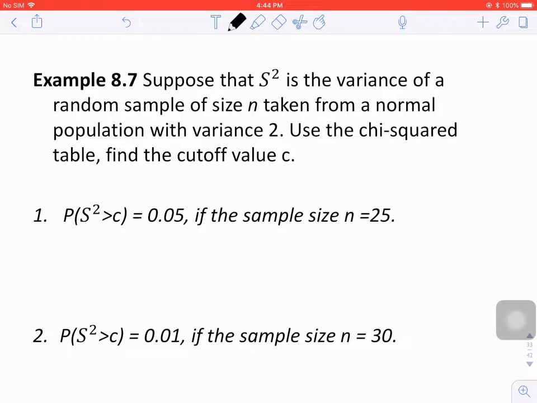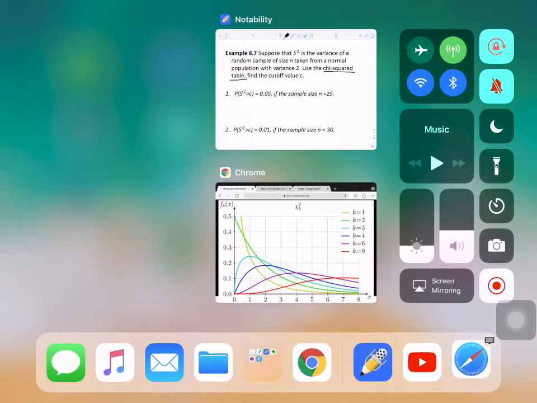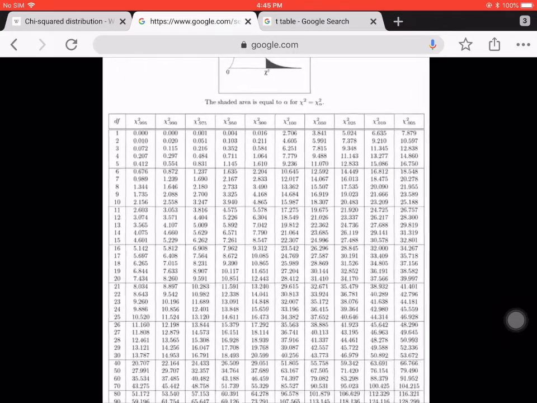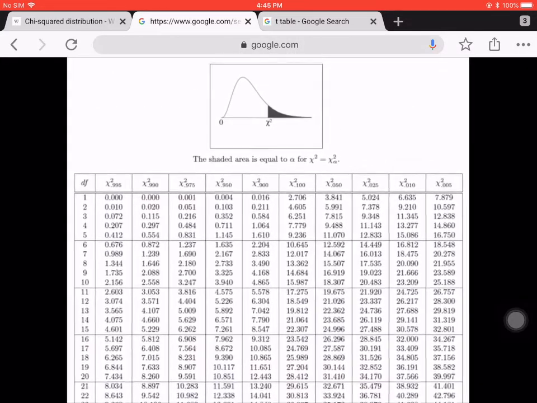Okay, so let's take a look at example 8.7 using this theorem. Suppose that S squared is the variance of a random sample of size n taken from a normal population with variance 2. Use the chi-square table to find the cutoff value C. You may want to ask, what is the chi-square table? This is a chi-square table.